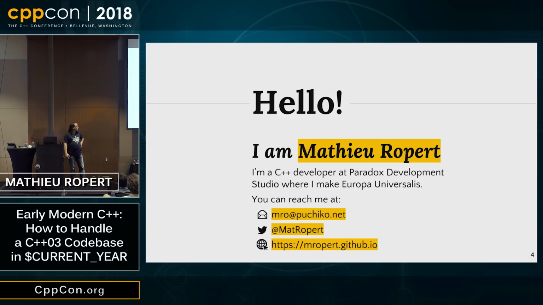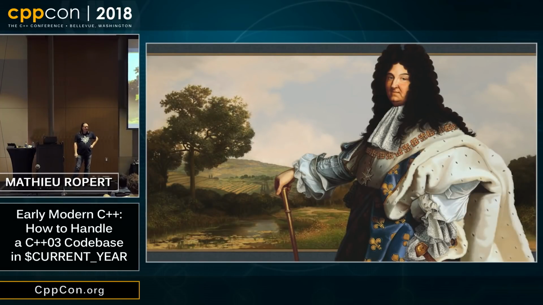So, working on historical games makes you interested in history, of course. This is one of the things that I like, looking at history. And so this talk is going to look a bit at the history of C++ and where things come from. I would like to amend something though. It's not because I work on a historical video game that I'm actually using historical stuff, because hey, we're using C++14. But what do you know?